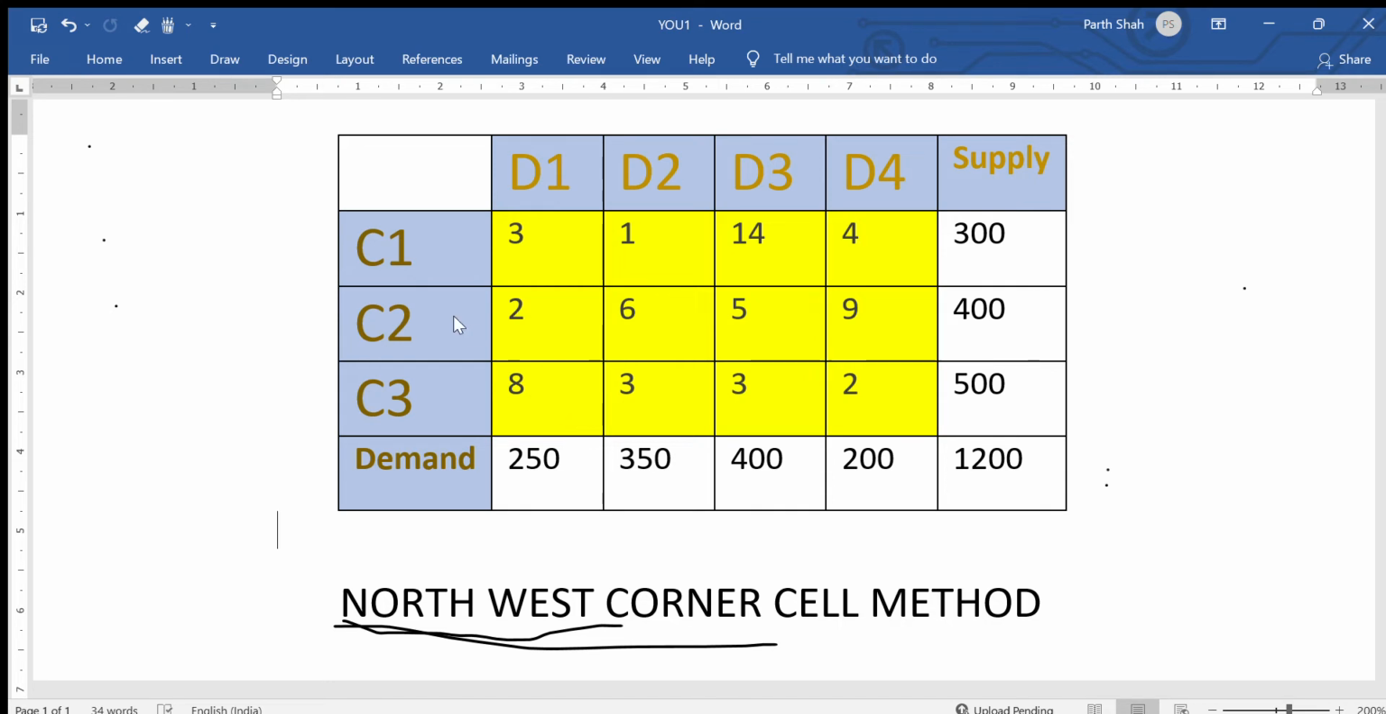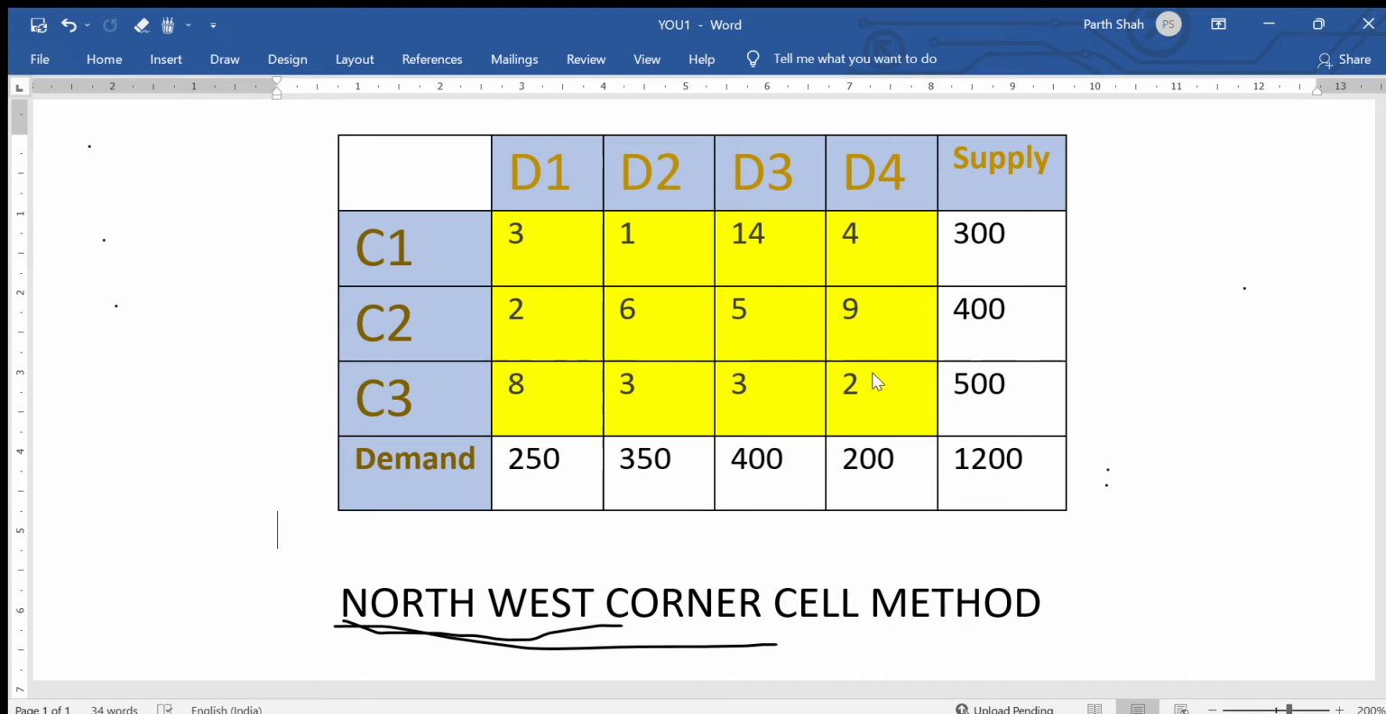First of all, let me introduce these terms. D1, D2, D3, D4 are nothing but destinations 1, 2, 3 and 4. C1, C2, C3 are nothing but companies 1, 2, 3. Company 1 can supply 300 units, company 2 can supply 400 units, company 3 can supply 500 units. In a similar way, destination 1 has a demand of 250 units, destination 2 has a demand of 350, the third destination a demand of 400, and the fourth destination has a demand of 200 units.